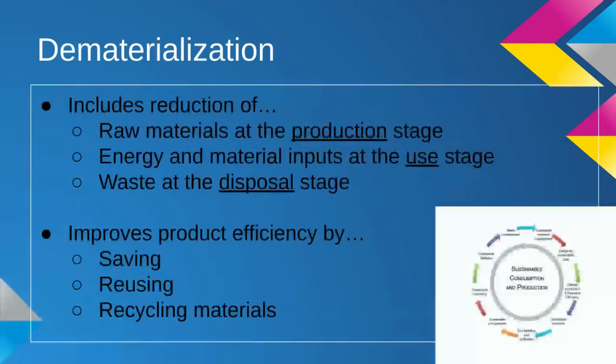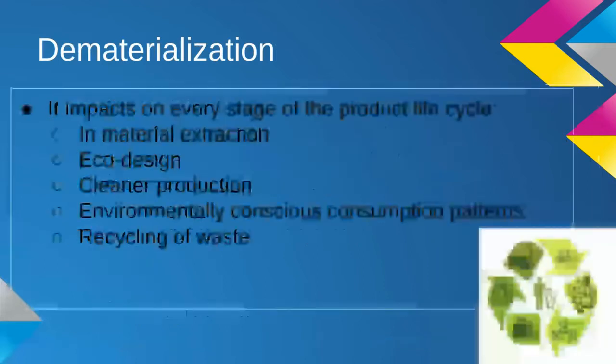Dematerialization could be using fewer raw materials, less energy and materials in production and while you're using the product, and creating less waste at disposal. Dematerialization can be implemented at many different steps in the life cycle of the product. Similar to what we just said: during material extraction, having an eco design; cleaner production during manufacture; environmentally conscious consumption patterns while you're using the product; and when you're done with the product, recycling it.